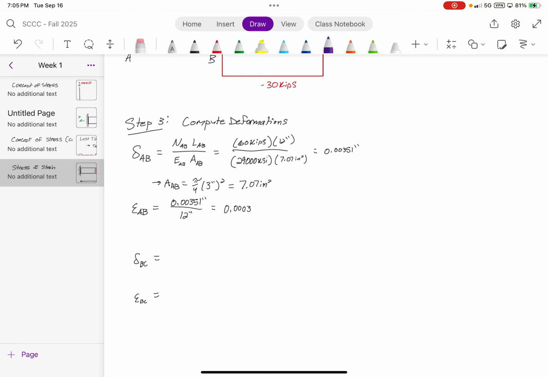Strain is unitless. Sometimes it's expressed as inches per inch, but usually just ignore that. Some people would write inches per foot if they didn't align the units. That's technically correct, but people will get upset and it messes up the mathematics. So just keep strain unitless at all times. It just makes the math so much easier.